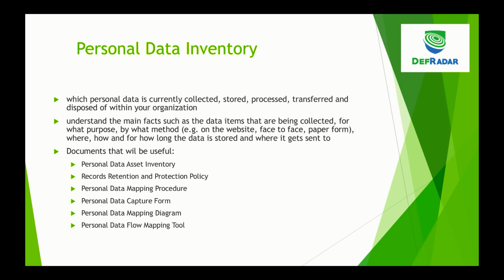This will help in identifying any additional controls that need to be applied to it, such as encryption, and in establishing the legal basis under which it may be collected and processed. The overall approach you decide to take regarding data retention can be reflected in the records retention and protection policy. Some documents that will be useful, and we'll start looking at them and creating one of these, are Personal Data Asset Inventory, Records Retention and Protection Policy, Personal Data Mapping Procedure or Capture Form, and even Mapping Diagram or Flow Mapping Tool.